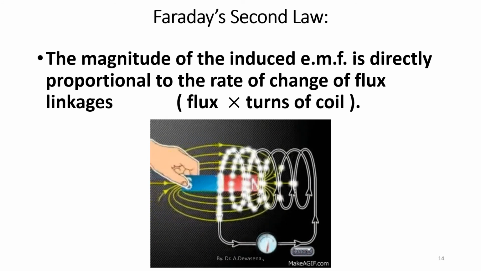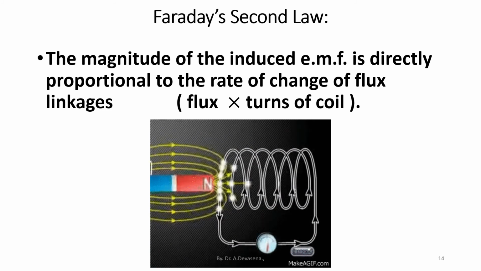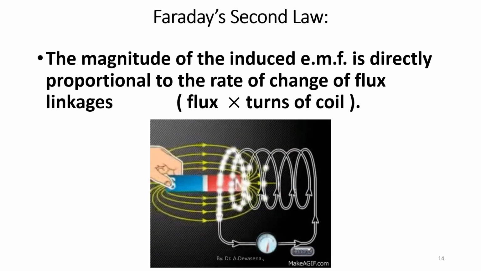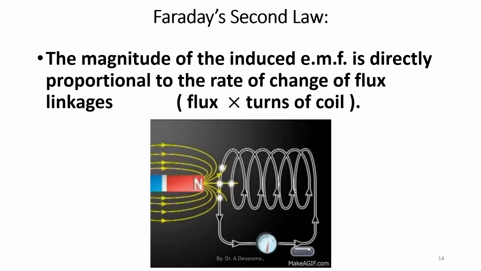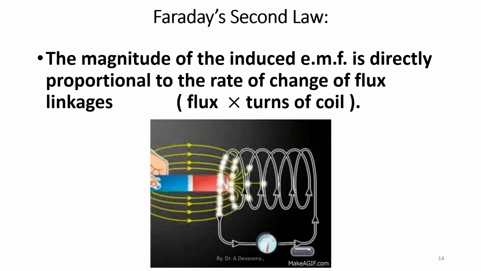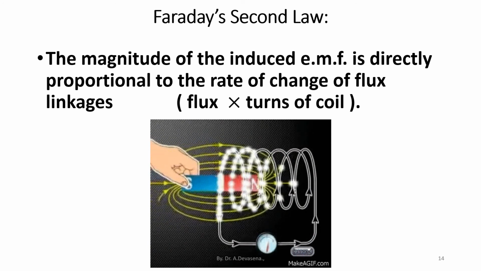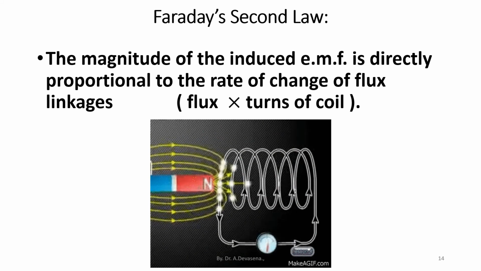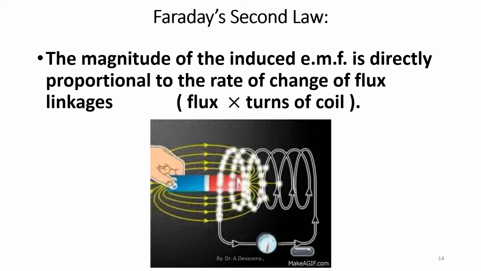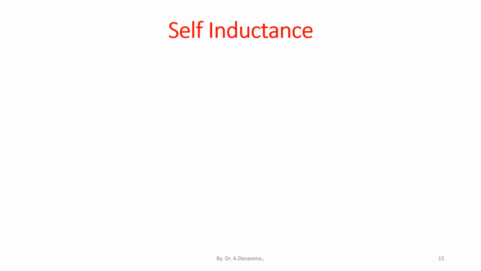EMF in the coil by keeping the magnet inside the coil. Because of the magnet, an EMF is induced. Due to the induced EMF, current is flowing in this circuit. This is indicated in the animation. Let us start to discuss self-inductance.